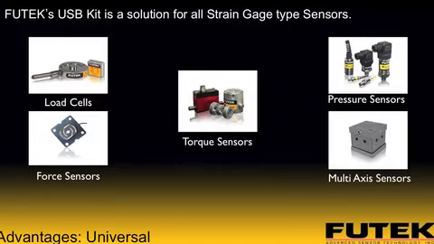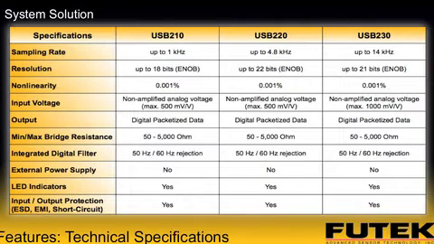We also support pressure sensors, which can be used in both pressure and vacuum measurements. And we also support multi-axis sensors, which can be used with several channels of USB. The Futek USB kit provides a solution for many different applications. Now let's compare some of the specifications.